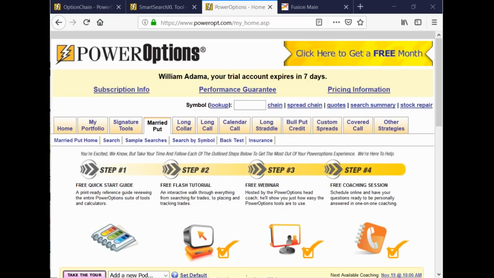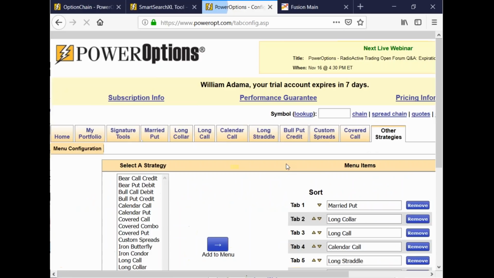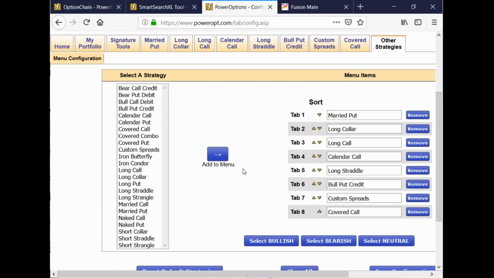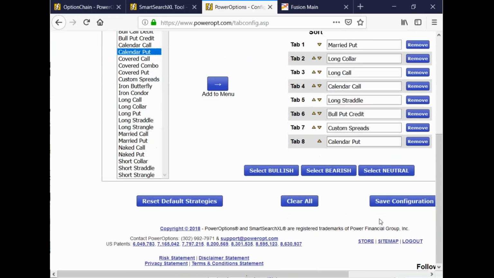could you give an example of an SPY short-term calendar? Okay. How to find good candidates for calendars or diagonals? Okay, absolutely. On Power Options, as I mentioned, you can screen by 23 of the most commonly used option strategies. One I already have in there is calendar call. We also do have calendar puts, which you can add through the other strategies menu if you wanted to look at the calendar put spreads as well. Just go ahead and add that.